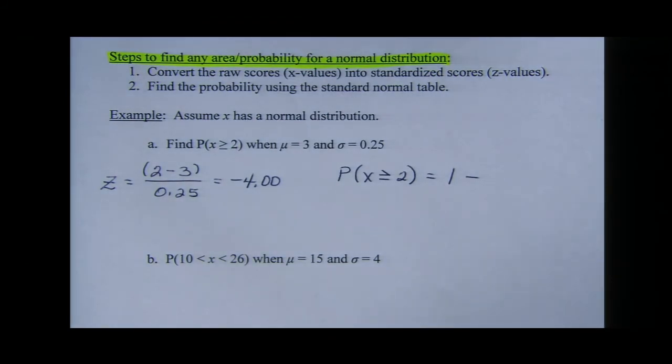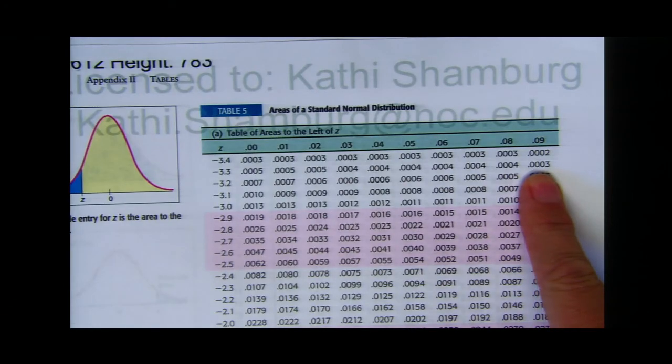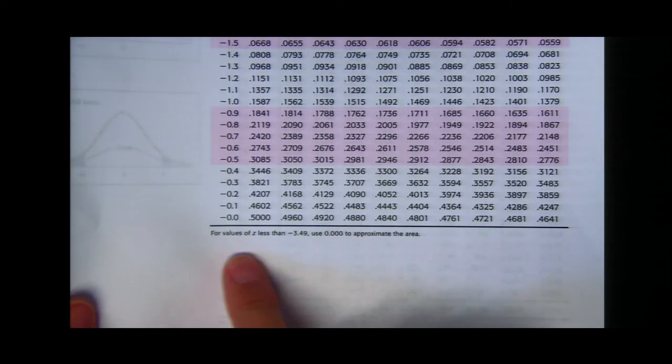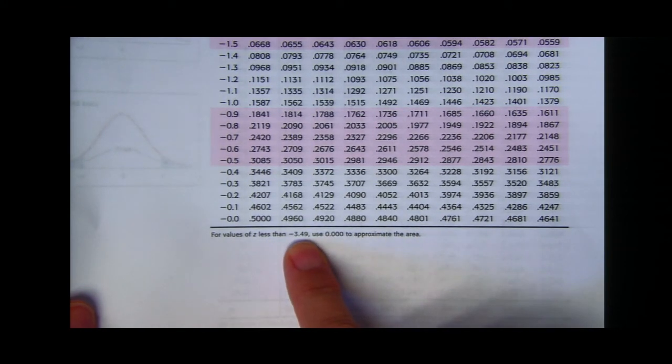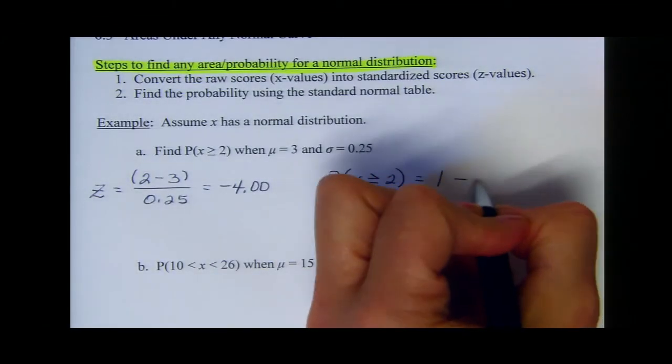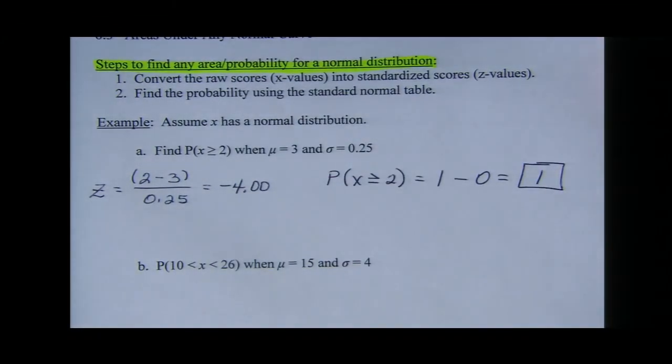We talked about this a little bit at the end of the last lesson, and -4 is not on the table. So you have to pay attention to the small print at the bottom that says for any number smaller than -3.49, use 0. So I'm just going to use 0. So my answer is 1.